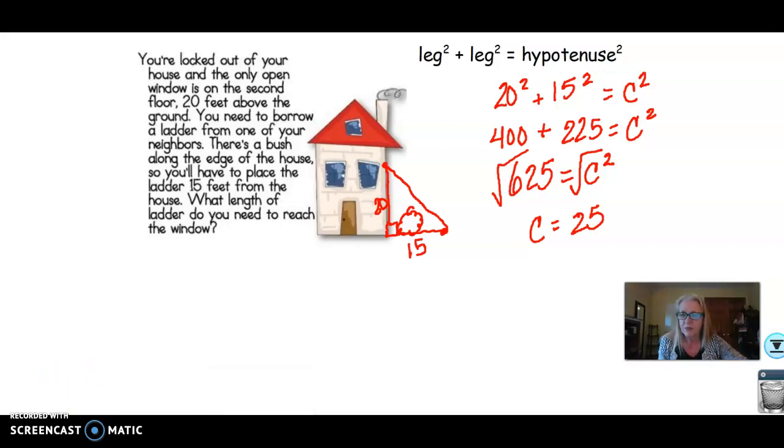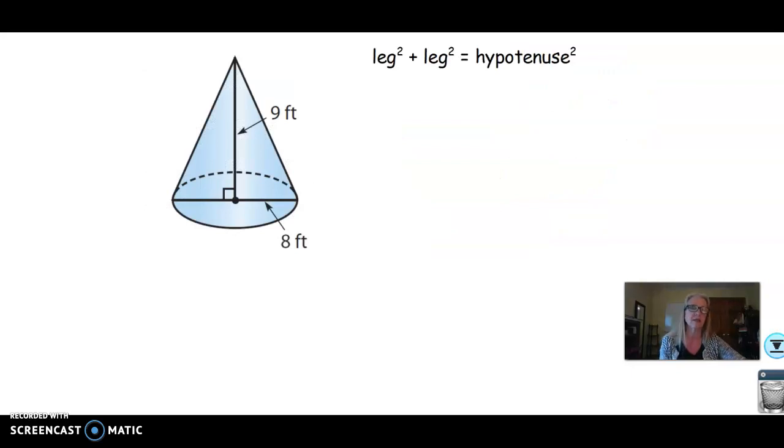Alrighty, what beautiful problem do I have next? Oh, it's a cone. A lot of times they like to throw these in here, and this one has a twist. They've given you that this is a right angle here. And they've told you that the diameter all the way across is 8 feet, and that the height is 9 feet. And they want to know, this is called a slant height, by the way. Sometimes you'll be asked for the slant height. It's good to know that that is what that is.